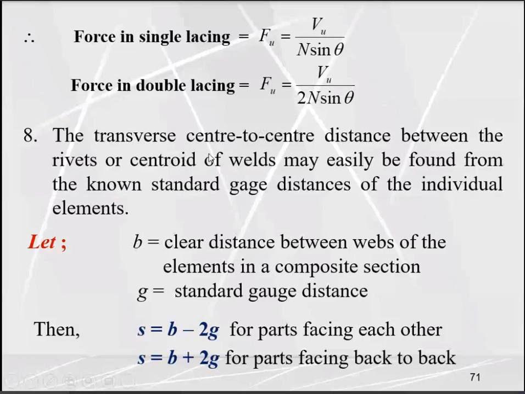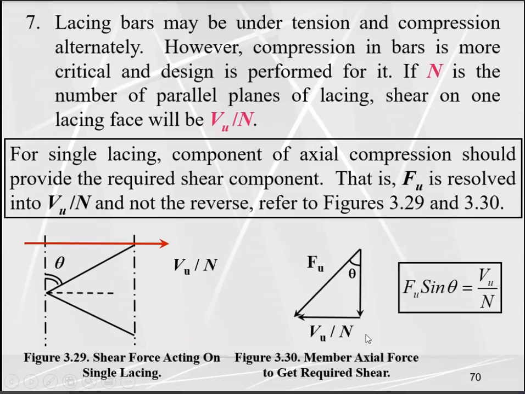So the transverse center to center distance between the rivets, or the centroid of the weld, may easily be found from the non-standard gauge distance of the individual element. B is the clear distance between the webs of the elements in a composite section, and G is the standard gauge distance, and we can pick this value from page number 100 in the LRFD manual. S is equal to B minus 2G for parts facing each other.